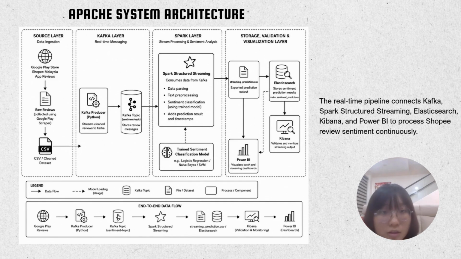Then Apache Spark acts as the processing layer. Apache Spark reads the incoming messages from Apache Kafka and applies the trained sentiment classification model from earlier to predict the sentiment of each review. After the prediction is generated, the output is stored in two places. The streaming result is saved as streaming_prediction.csv files, and the prediction records are also stored in Elasticsearch.